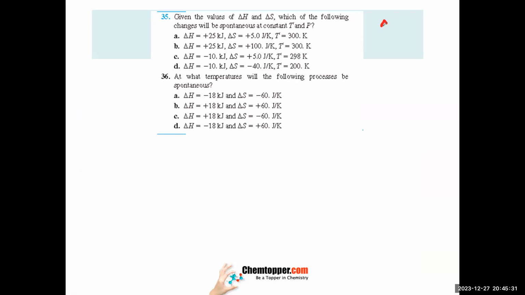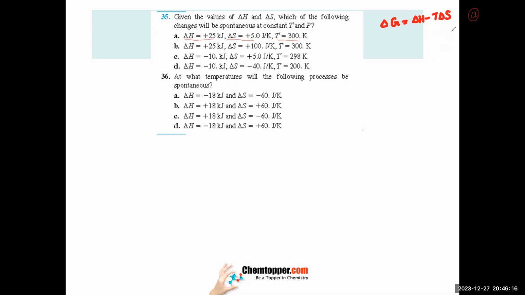Equation is delta G is equal to delta H minus T delta S. The equation will be given to you in the exam. We are doing A part. They are giving the values of delta H, delta S, and temperature. They are asking which process will be spontaneous. It means you just plug in the values and check the sign of delta G. If delta G is negative, spontaneous. If it is positive, non-spontaneous, right? Let's plug in the values.